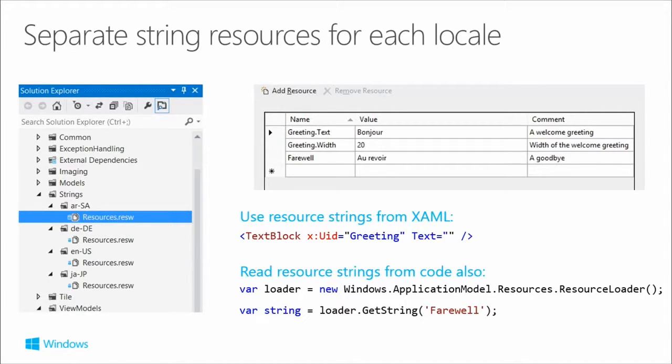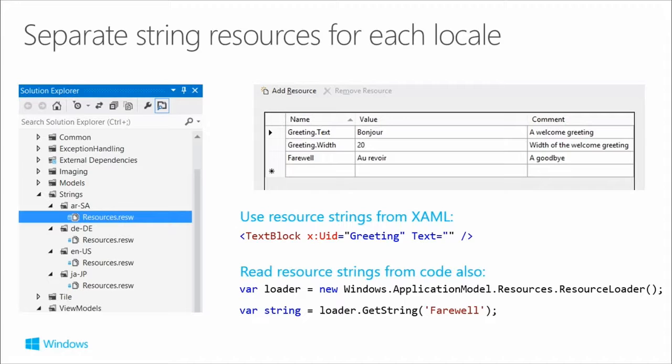So what you need to do is create separate string resources for each locale, each BCP47 code that you want to support. You see in that graphic there, we've got strings for ar-SA, de-DE, en-US, and ja-JP. But here's the good thing.